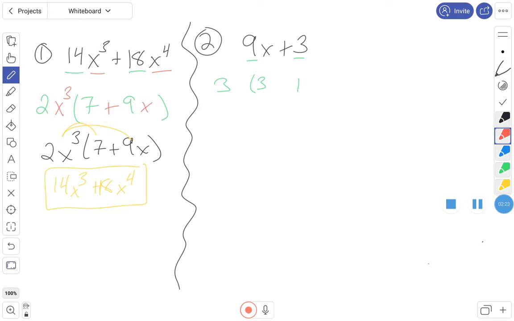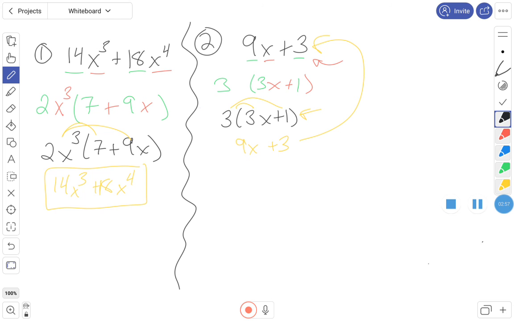I'm left with the x's. Now, it looks like this one has an x, but this one doesn't, so I can't take an x out. I'm left with just that x right there. So my final answer is 3 parentheses 3x plus 1. And again, if I try to distribute, I will get 9x plus 3. Notice if I didn't have this 1 right here, I would just get 9x, and that's not where I started. So that's why you have to have that 1.